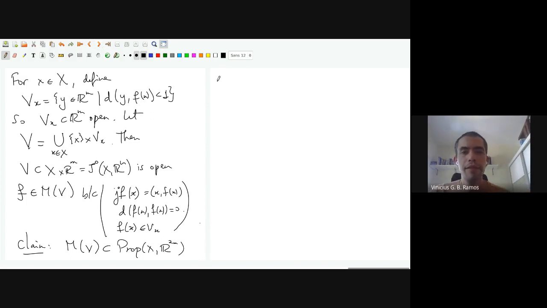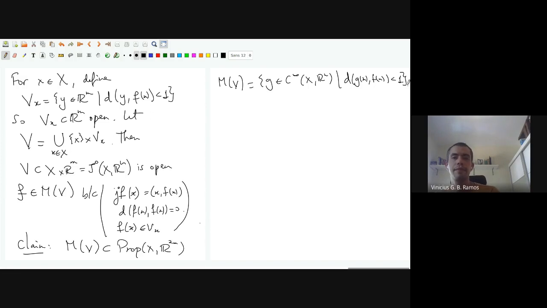In other words, M of V is the set of G's such that the distance between G of x and f of x is less than 1. Okay, so this is what it is. And if we show that all of these functions are proper, then we're done, because we're done showing that the set of proper functions is open.